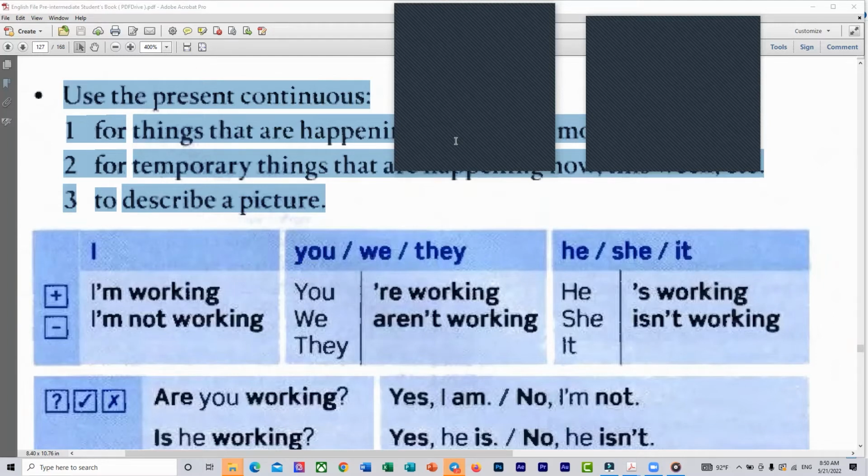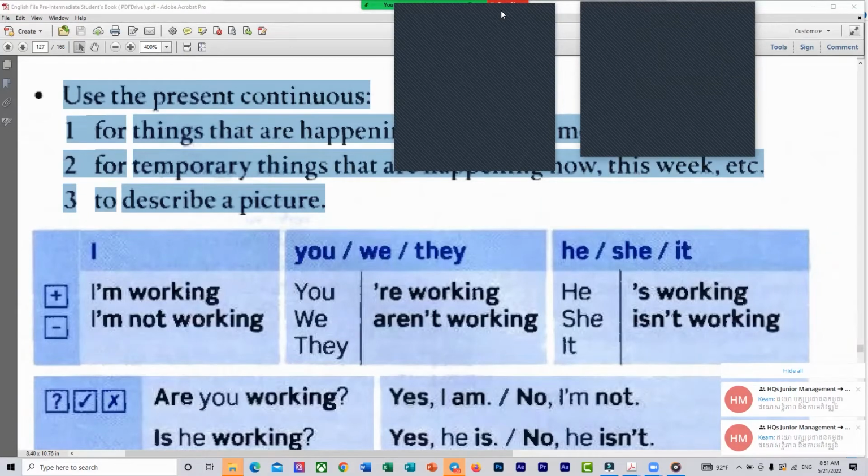But if it is your permanent location, you say that I live in Chuk Mie. Okay, I am living in Chuk Mie for a while, temporary. But if you say I live in Chuk Mie, it means permanent. You understand? Is it clear now?